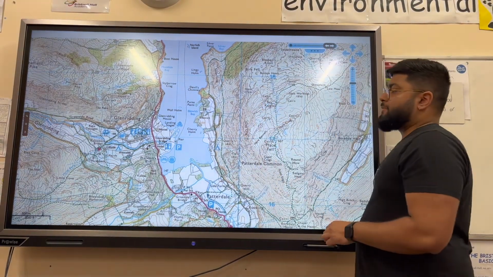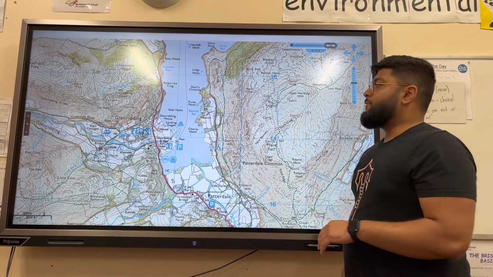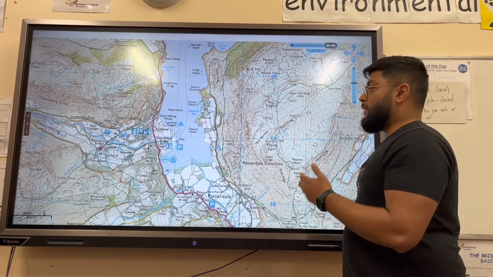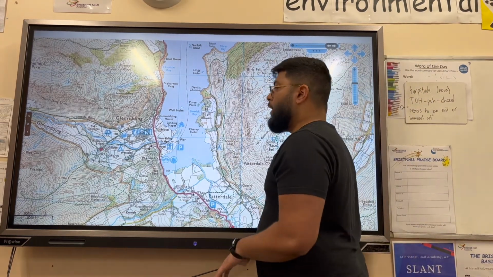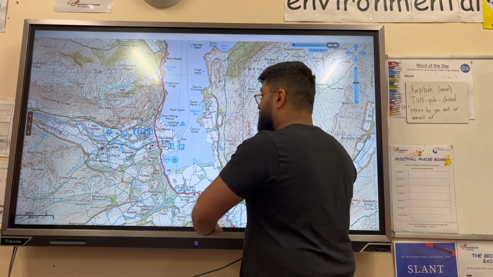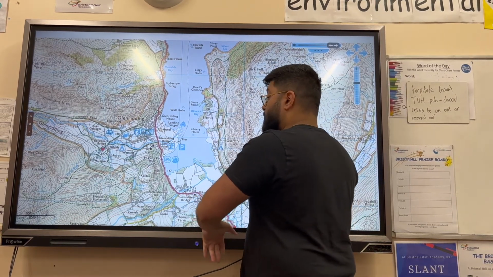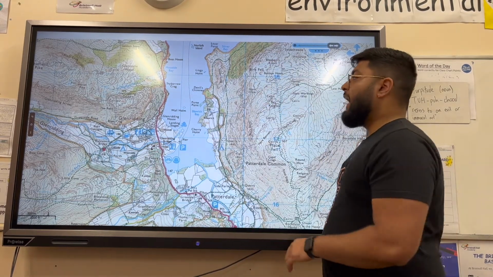This is an OS map of Glenridding, and we can assess the risk of human and physical factors that lead to flooding from this map. So for example, here is the town of Glenridding. You can tell it's popular with tourists because of the presence of lots of hotels, campsites, but also lots of tourist attractions like boating, cycling, opportunities for leisure and recreation.